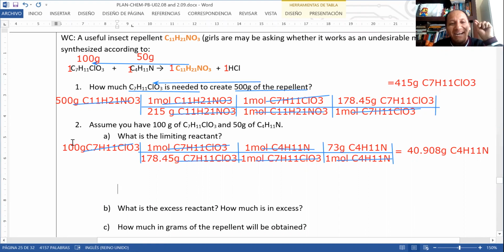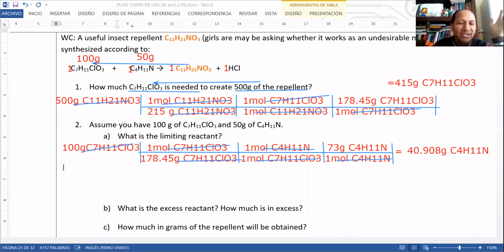In this case, with 100 grams, if you want to use all of the 100 grams of this compound, you need only 40 grams of the second compound. But guess what? How much did I give you for the second compound? I gave you 50, but you need only 40.9. See what I mean? So that one is the excess reactant, and the first compound is the limiting reactant.